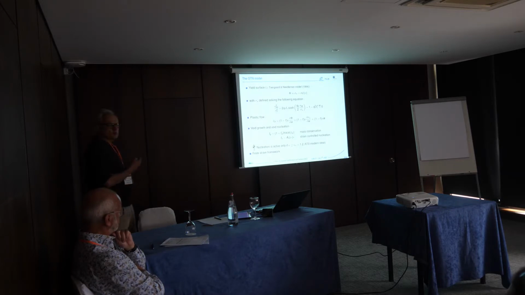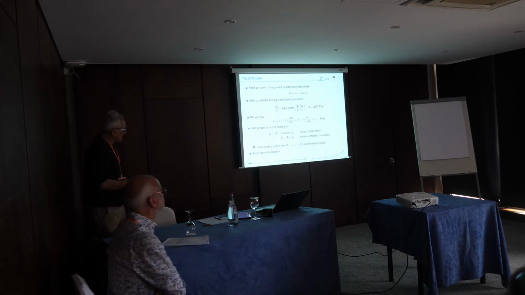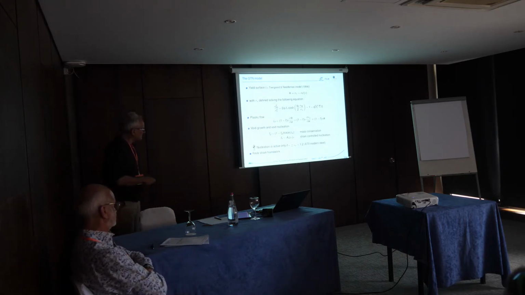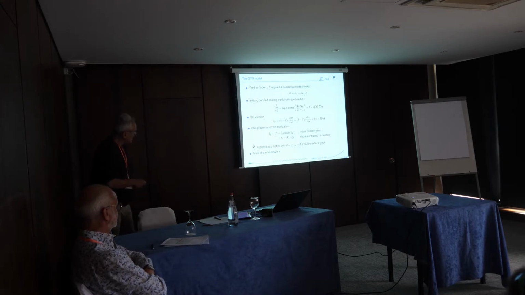And here we introduce two damage mechanisms. The first is void growth: the porosity due to void growth is f_g here, and its law of evolution is just given by mass conservation. And there's a second damage mechanism here, which is driven by strain. The accumulated plastic strain is kappa here, and it's strain-controlled nucleation.